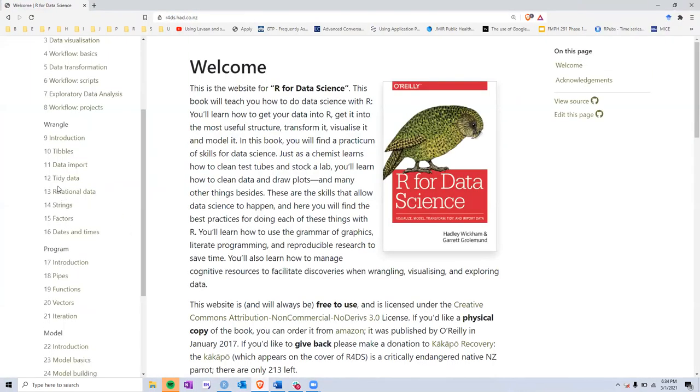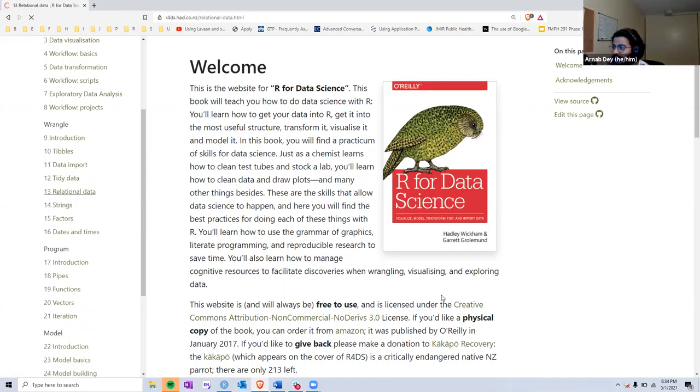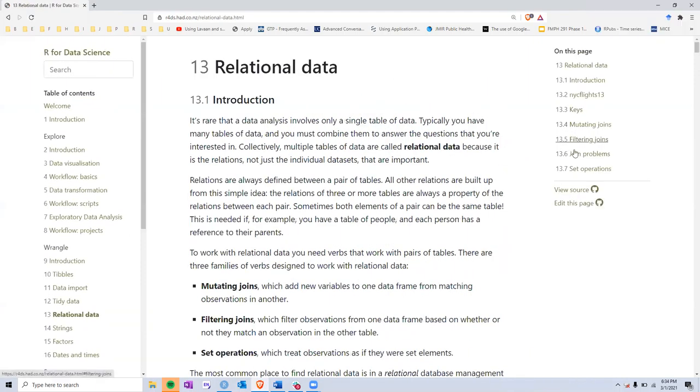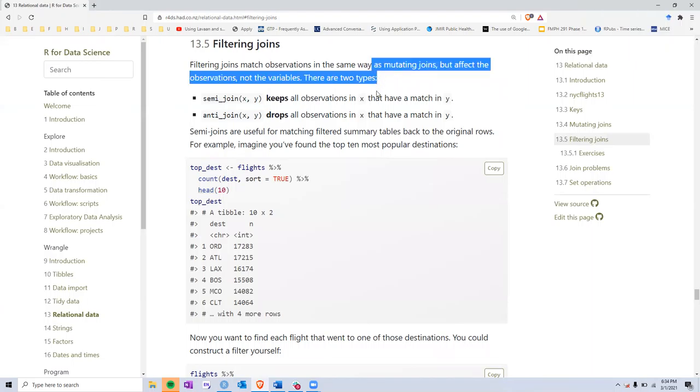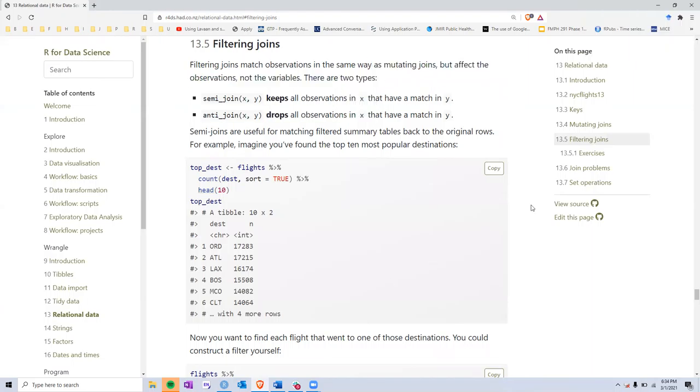So you're pretty familiar with joins, right? Yeah, joins was something new to me. I had not much experience with joins, so I'm really enjoying reading these chapters. I learned about filtering joins this week, where there are two types of joins, semi joins and anti joins. Basically, they are not working on variables, but they are working on cases.